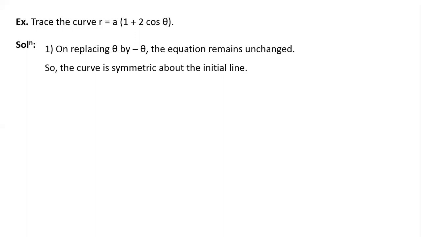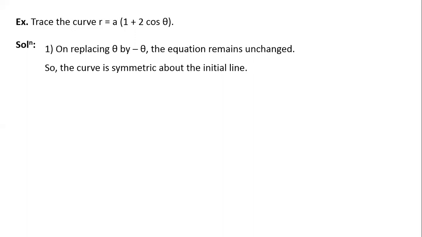Property 3 is replace r by minus r, theta by minus theta, and the equation remains unchanged. Then also we can say that the curve is symmetric about the vertical axis. In that case, the new equation will have minus r, but cos of minus theta will be cos of theta. So we are getting something different.